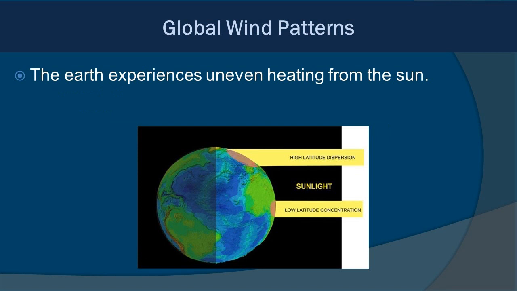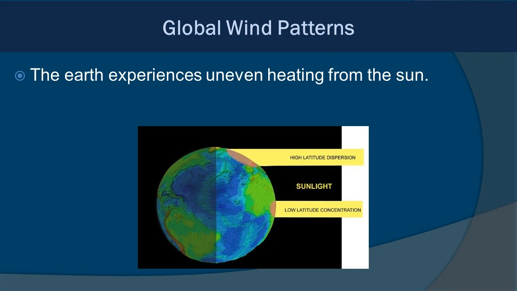Before we get too carried away with surface currents, let's talk about global wind patterns and what actually causes wind. Now we know that the Earth experiences uneven heating from the sun. That's why the equatorial regions are warmer than the polar regions. If you look at this diagram, you'll notice that the sunlight coming from the sun is hitting a much more compact area in the equatorial regions, whereas around the poles, it's being spread out over a larger surface area, which decreases the amount of energy per unit surface area that's being absorbed.